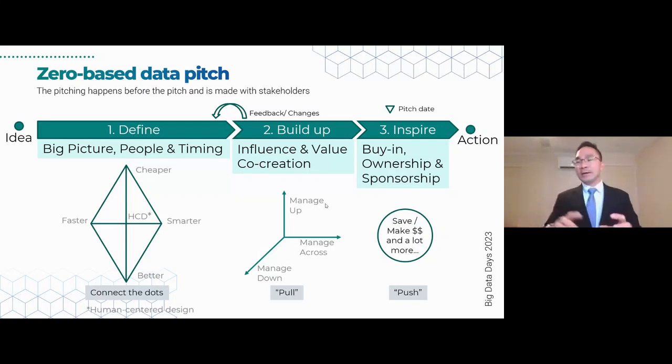Then finally, the inspire. We can talk a lot about how to get the buy-in, the ownership, and sponsorship. We can explain to people why they should do it, but through trial and error, I think a very simple message will do justice. It's about save money, make money, and a lot more. The "a lot more" we open up for supporting information or further details, but keep it really straight to the point. We save money, we make money, and a lot more.